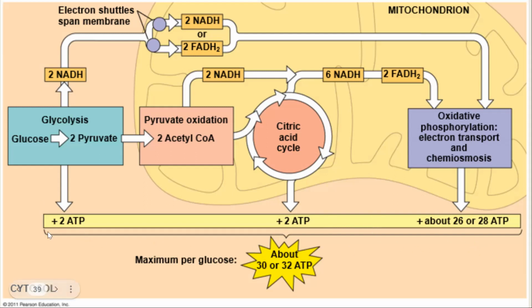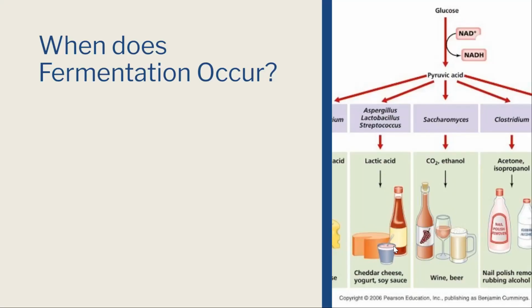So again, you get 2 ATP from glycolysis, 2 ATP from the citric acid cycle, and somewhere around 30 from oxidative phosphorylation. So a total somewhere between 30 to 34 ATP are being produced in cellular respiration. Okay. Then there's also a process of fermentation.